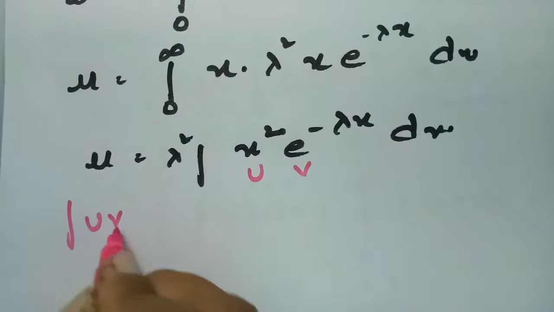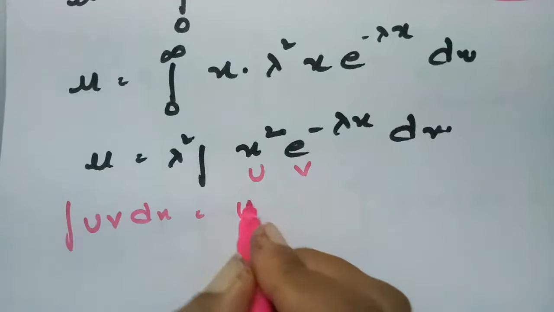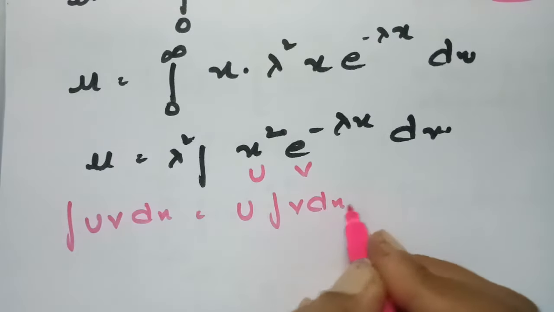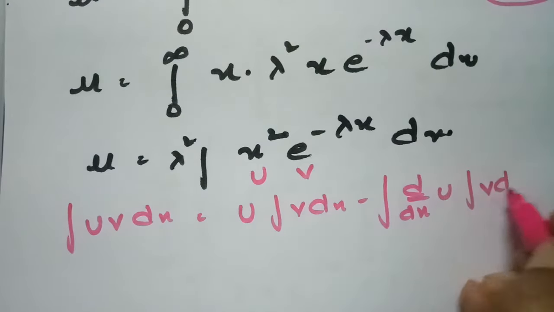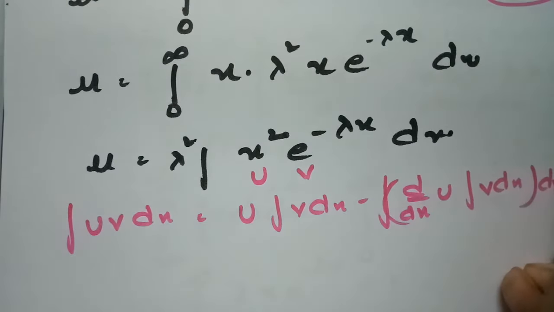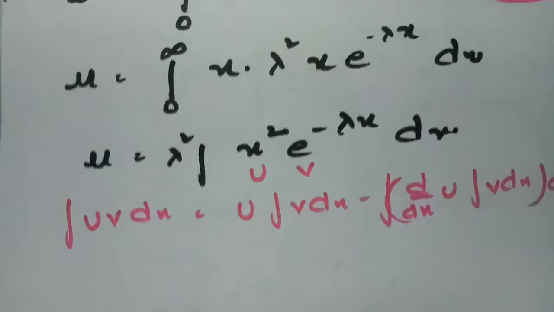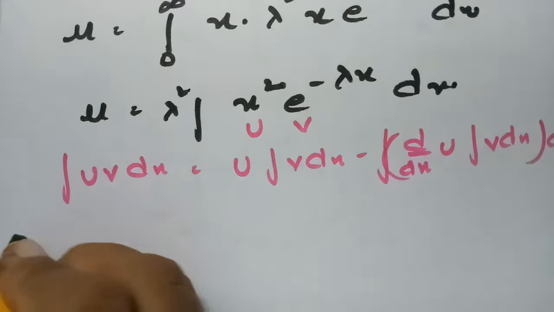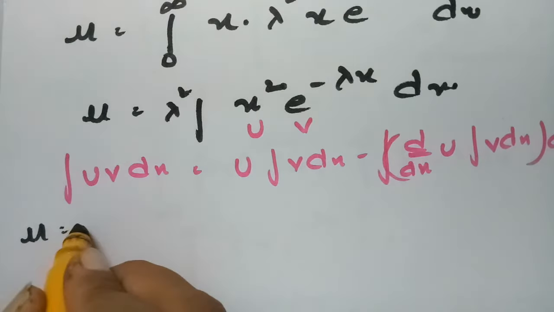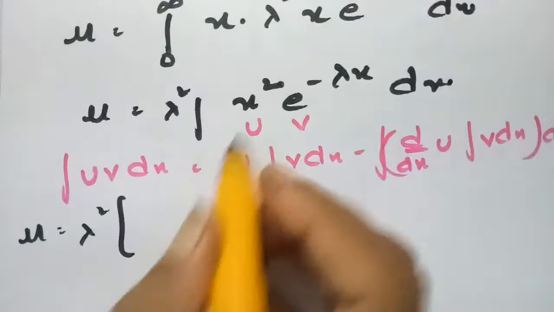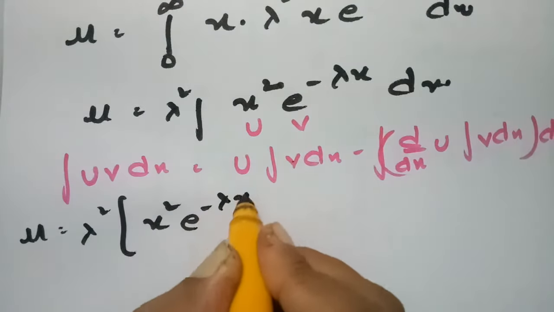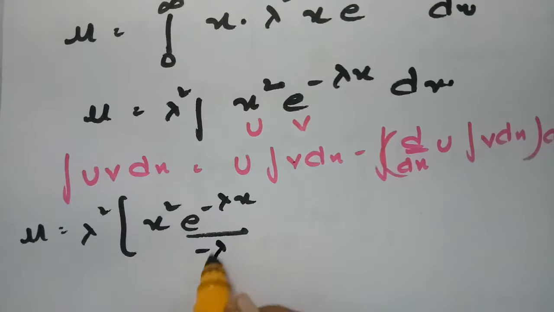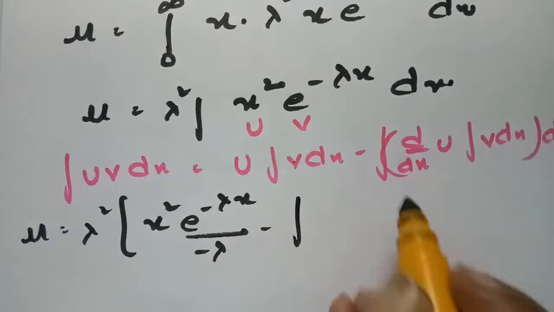So integration by parts: integral of u v dx is nothing but u we have to leave, v we have to integrate, minus the integral of the derivative of u times the integral of v dx, whole dx. So if I substitute in this, then the mu value will be, so this is lambda square. So u I have to leave as it is. V I have to integrate, e power minus lambda x, which is e power minus lambda x by minus lambda.